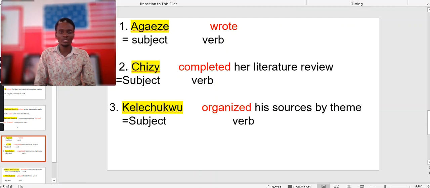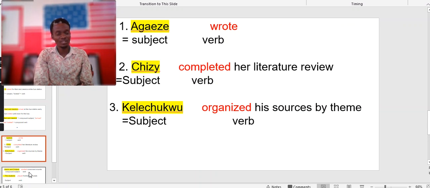Chizzy completed her literature review. Here in the sentence, Chizzy is the one who completed her literature review. So what verb did Chizzy perform in this sentence? Chizzy here is your subject, while completed is your verb. Kelechi organized his sources by theme. Wow, it's a nice one. Kelechi, your subject. Organized, verb.